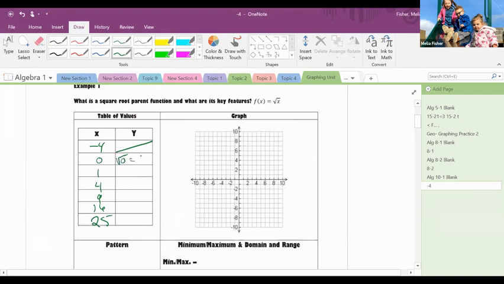So the square root of 0 is what? 0. Square root of 1 is 1. Square root of 4 is 2. Square root of 9 is 3. And the square root of 16 is 4. And the square root of 25 is 5. So my points at 0, 0, 1, 1, 4, 2, 9, 3.